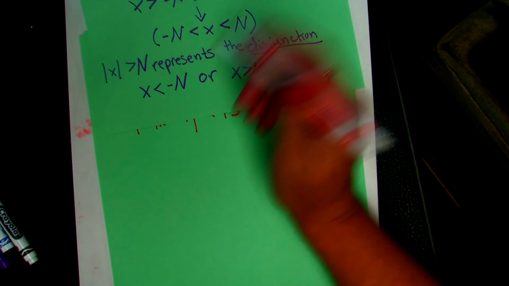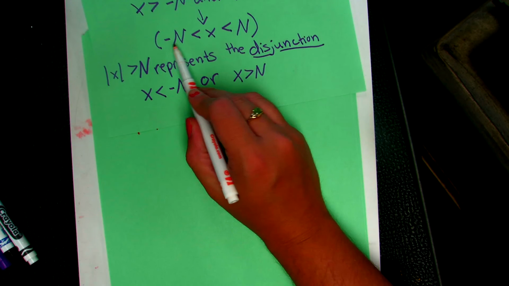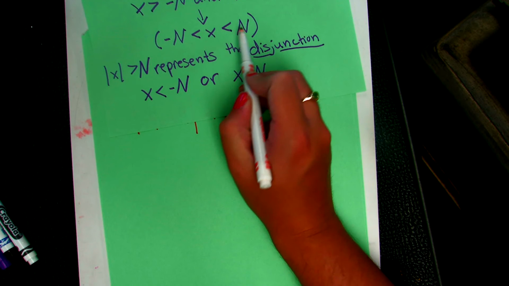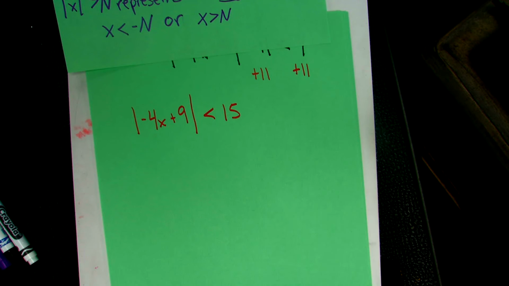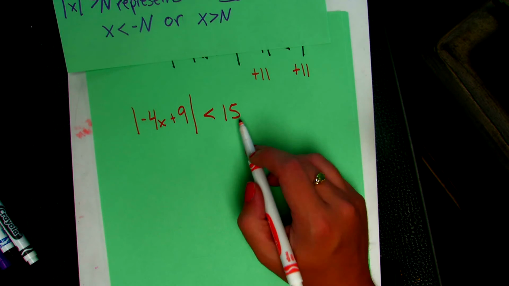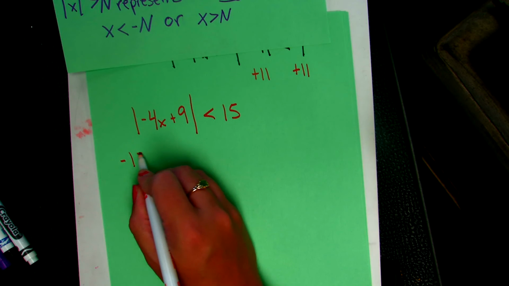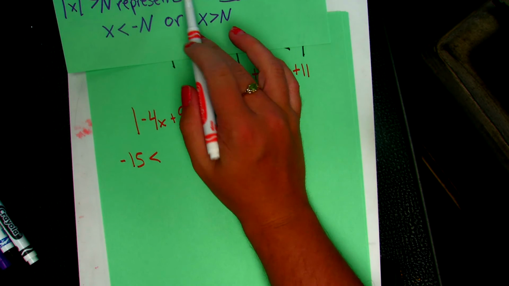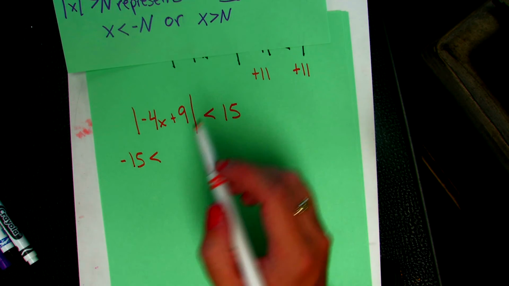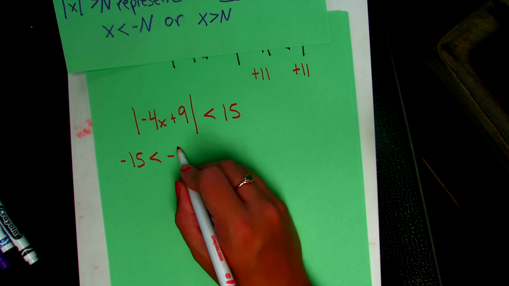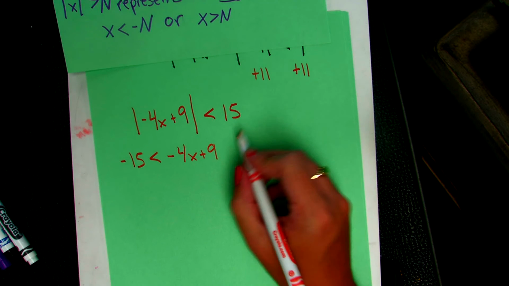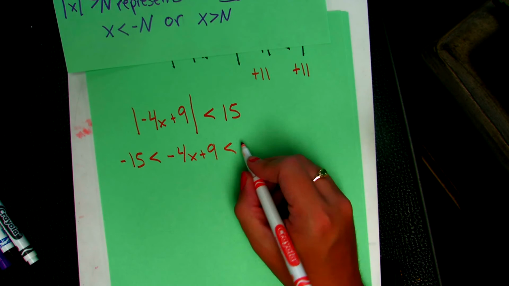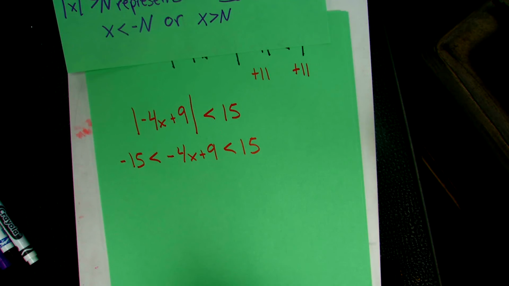Conjunction looks like this, right? The opposite of the number is less than x, which is less than n. So I can write it like that. My number is 15, so I'm going to write the opposite, negative 15, is less than x, which is what's inside of my absolute value symbol. So inside my absolute value symbol, I have negative 4x plus 9, which is less than the number, so less than 15.